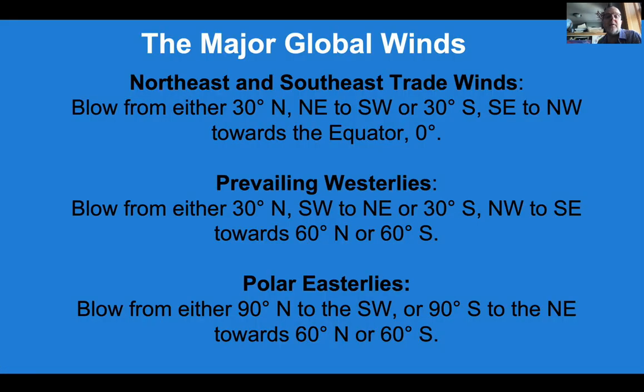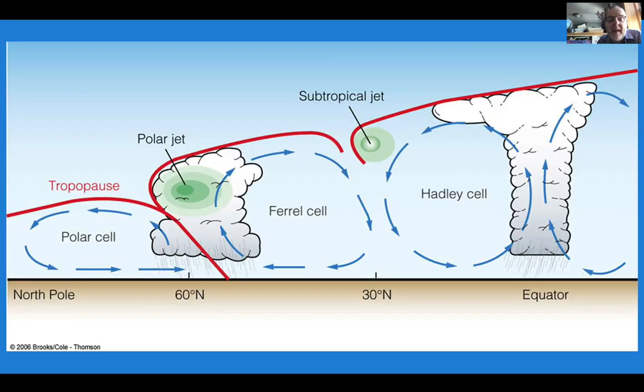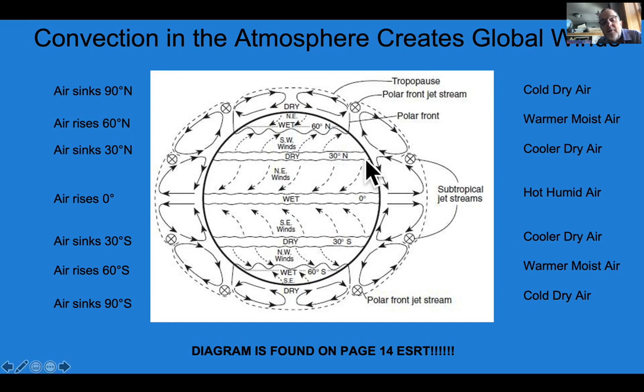So the major global winds, northeast and southeast trade winds, they blow from either 30 north, northeast to southwest, or 30 degrees south, southeast to northwest, towards the equator, 0. Those are your trade winds. And they got named trade winds because they were very good at moving sailboats from Europe, southern Europe, Spain, across the Atlantic towards the New World. And then as more and more people sailed, they began to see the patterns of these winds, and they got called trade winds because trade was dependent upon the wind.